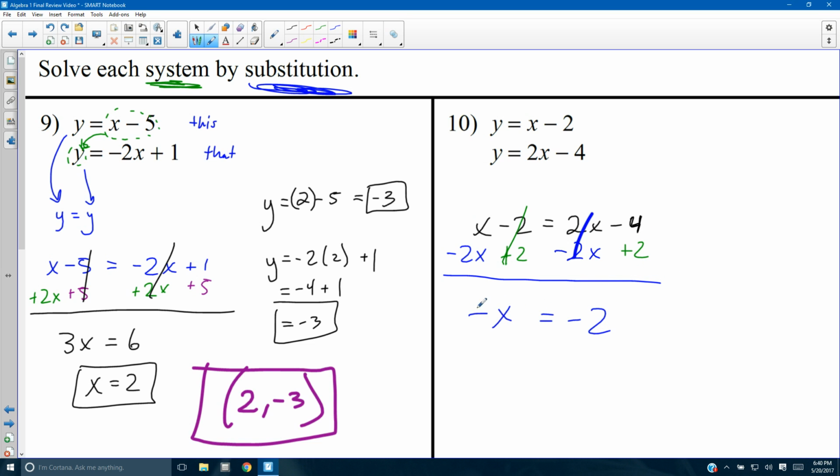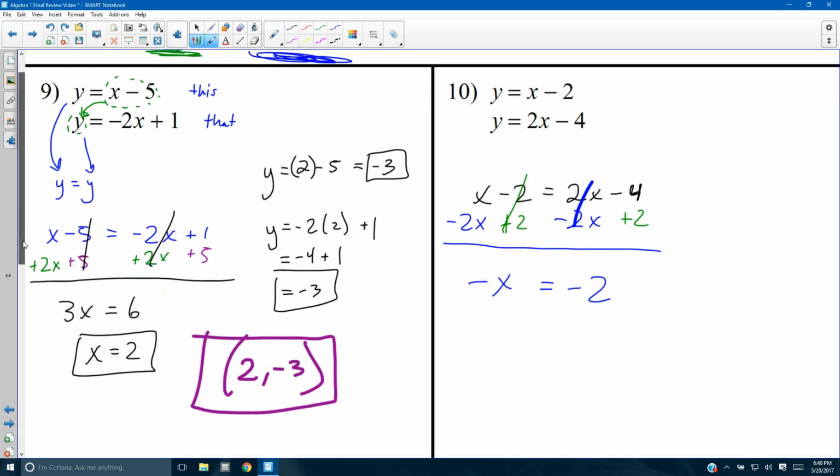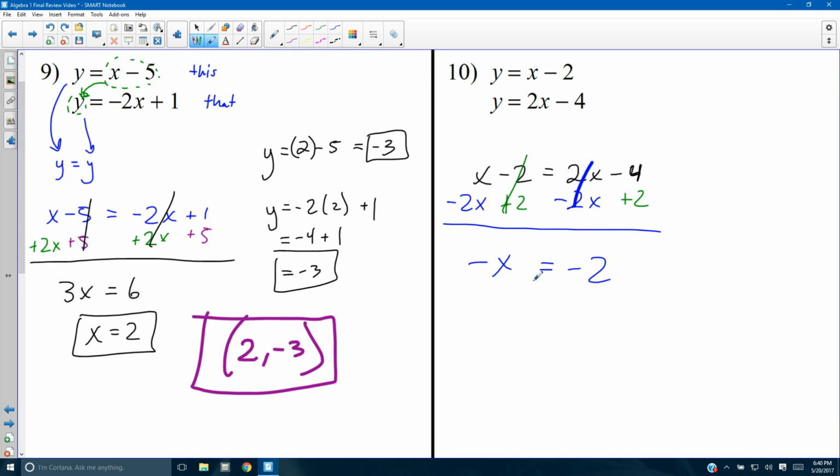Now, this is not your answer, right? In fact, we still need to find y, but this is not our x value. x doesn't equal negative 2. No, negative x is negative 2. The opposite of some number is negative 2. What is that number? Well, I think quite obviously we can say that number is 2, right?